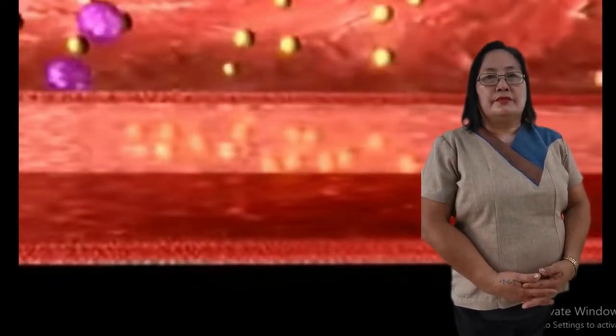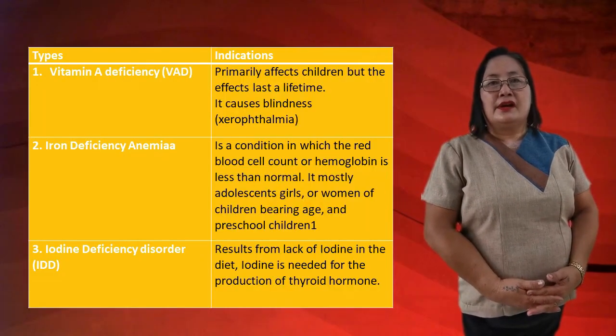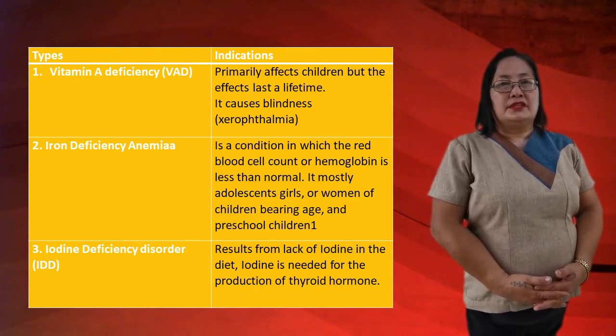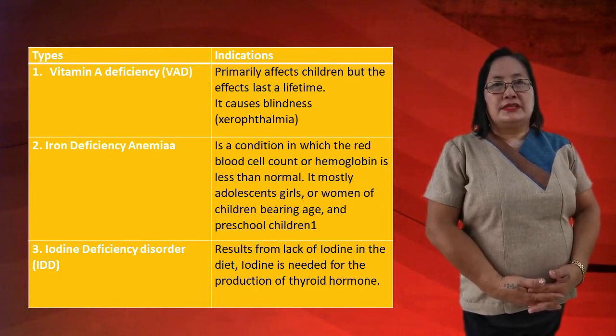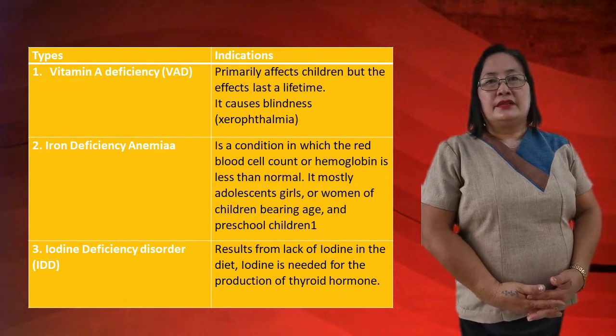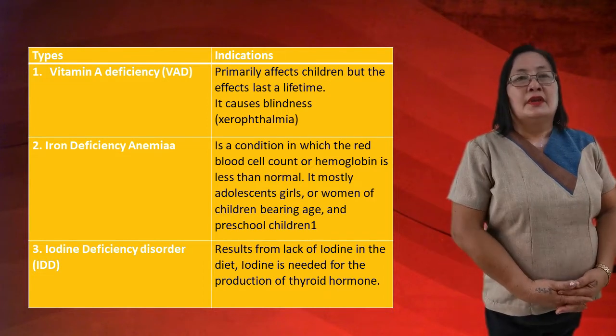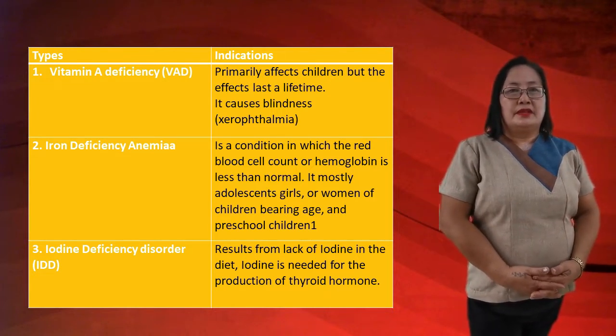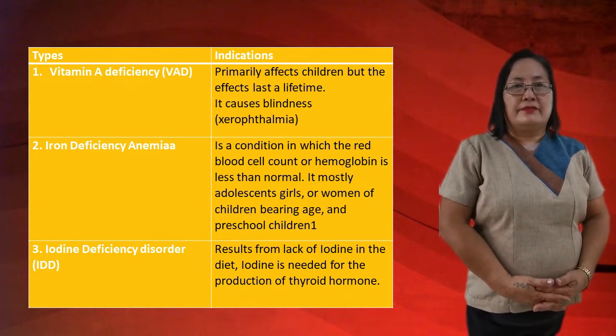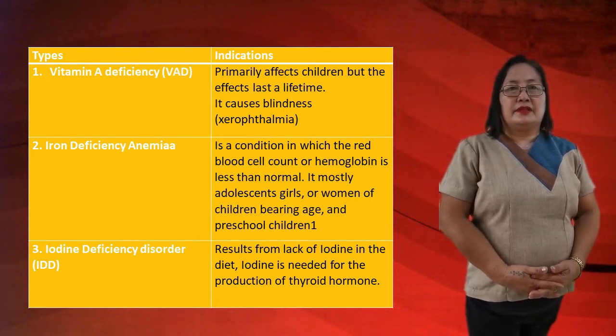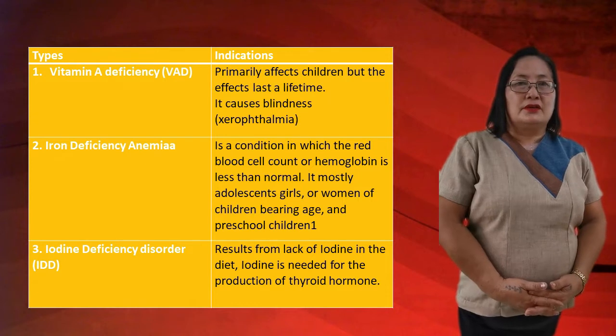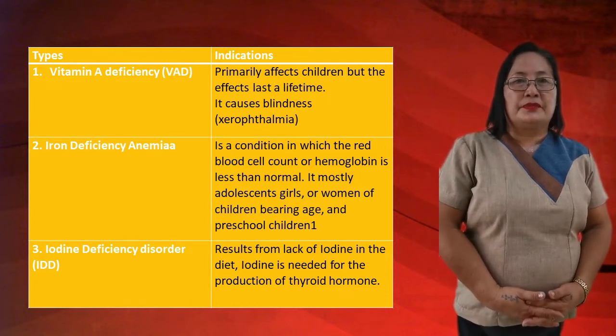The most common micronutrient deficiencies, not only in our country but also in the world, are vitamin A deficiency, iron deficiency anemia, and iodine deficiency disorders. Vitamin A deficiency primarily affects children, but the effects last a lifetime. It causes blindness and xerophthalmia.